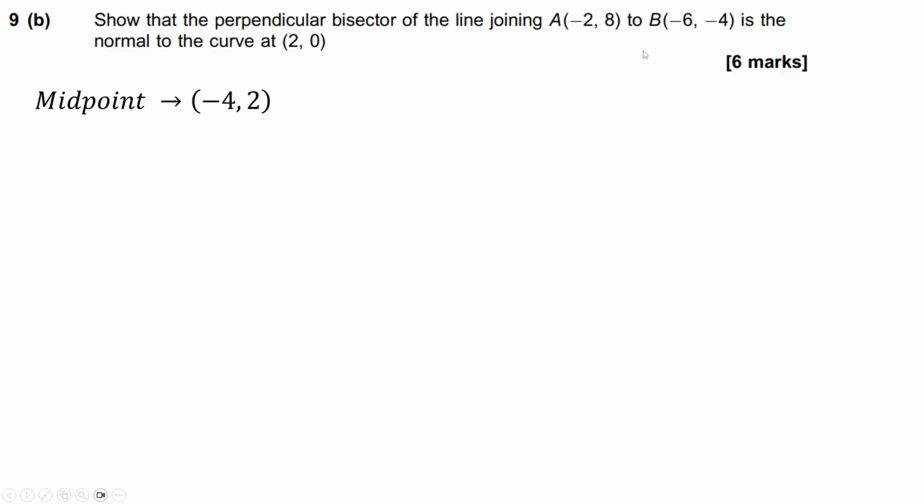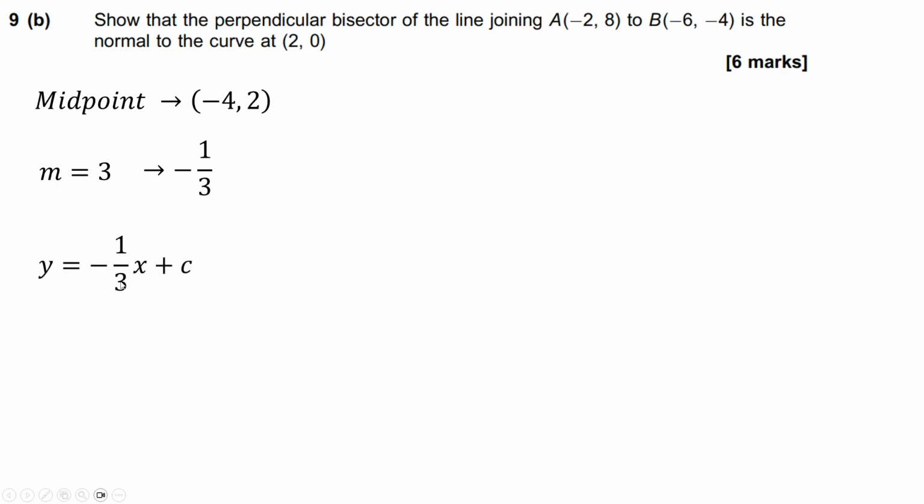And then the gradient, if you just check the gradient between these two, like the gradient of this line AB, it'll just be 3. You'll have minus 4 take away 8, which is minus 12, and then you'll have minus 6 take away minus 2, so that's going to be minus 6 plus 2, which is minus 4. So you have minus 12 over minus 4, which is just positive 3. And then you want the perpendicular gradient, so it's going to be a negative reciprocal of this, so it's minus 1/3, and it passes through this point here.